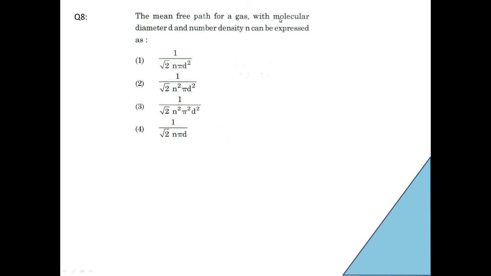Then the mean free path for a gas with molecular diameter d and number density n can be expressed as: option 1, 1 by square root of 2 n pi d squared; option 2, 1 by square root of 2 n squared pi d squared; option 3, 1 by square root of 2 n square pi square d square; option 4, 1 by square root of 2 n pi d. This is derived in the NCERT textbook, so directly you can mark the answer as 1. Derivation is given in the NCERT book.